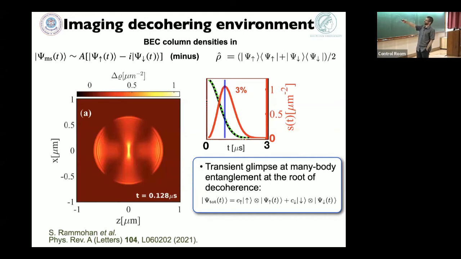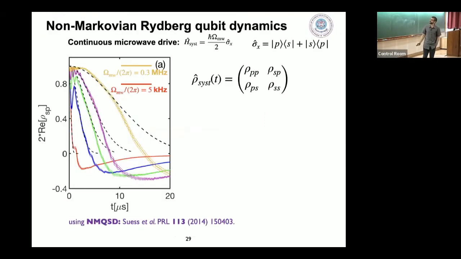The signal is sort of a transient glimpse at decoherence. It's 0 at the beginning because these 2 are identical before the Rydberg atom has actually interacted with the BEC. And it's 0 at the end because this itself has decohered. And in between, you see a difference between these 2. Any questions up to here? Okay.